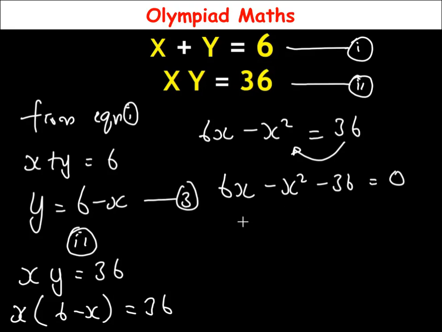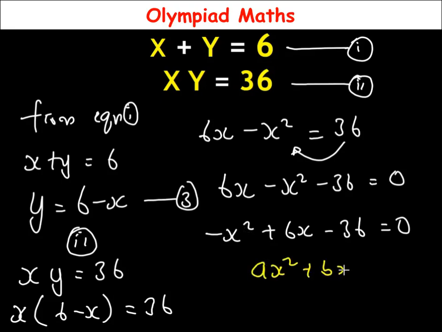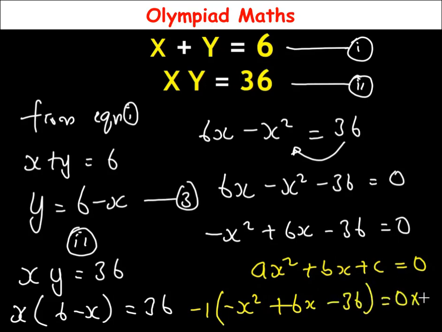Let us then rearrange this such that we have minus x squared plus 6x minus 36 is equal to 0. At this junction, we are going to eliminate the minus sign from x squared, and make it resemble ax squared plus bx plus c is equal to 0. To eliminate the minus, we are going to multiply both sides of the equation by minus 1. So minus 1 multiplied by minus x squared plus 6x minus 36 is equal to 0 times minus 1.